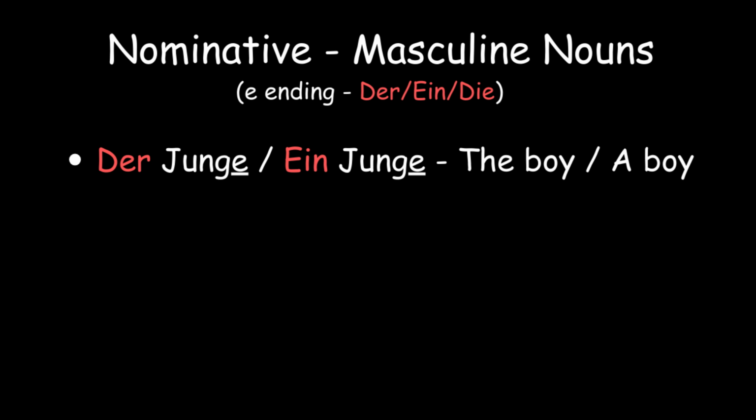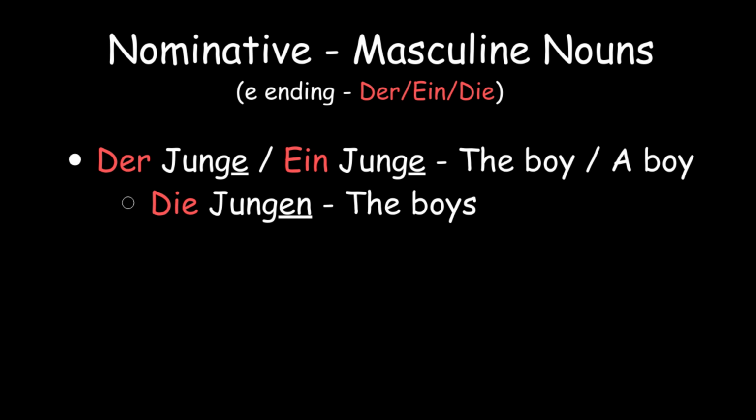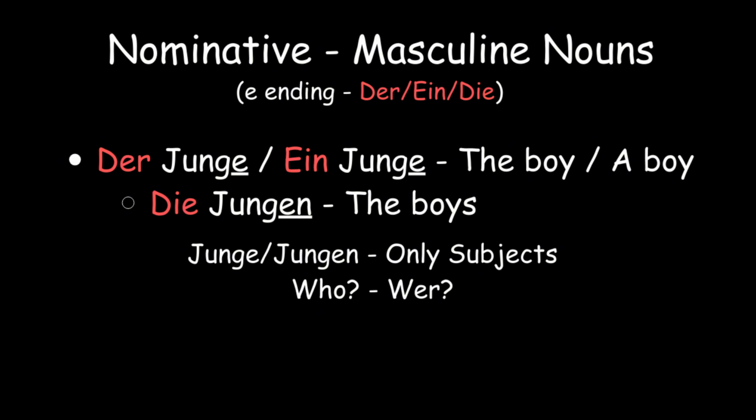Here, we have a masculine noun ending in -e. Der Junge, ein Junge. To pluralize it, we add -n. Die Jungen. They're the only subjects, so by asking who, we know it's nominative.